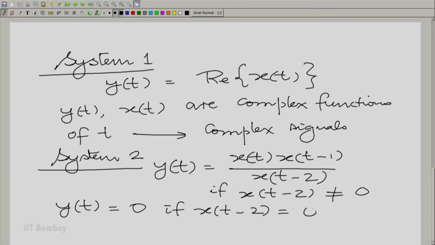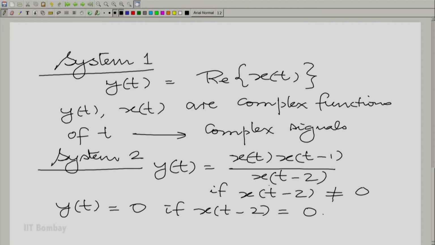Now, here again we assume in general that x of t and y of t are complex, but a little explanation is in order in the second system. In fact, let me point out to you what we are trying to do here. You will notice that there is a dependence on x of t minus 2. So, essentially you look at a past value of the input. If it is 0, you just transmit 0 to the corresponding point on the output. If it is non-zero, then you bring in division by that point.